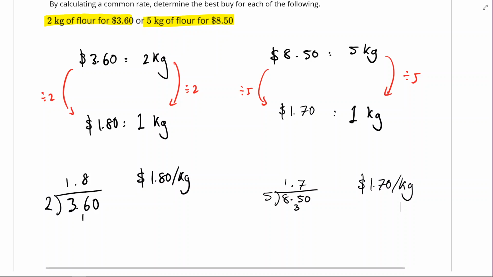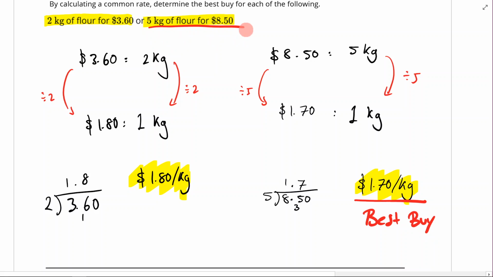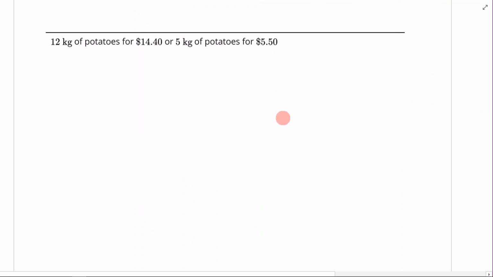All right, so which is my best buy? Let me just highlight everything I've done here. So it's either $1.80 or $1.70. Hopefully you can see here that this one is cheaper. $1.70 is less than $1.80. This is my best buy. So that means at the end of the day, 5 kilos for $8.50 is the better price. That's the best buy. Let's scroll down. Let's do another one.